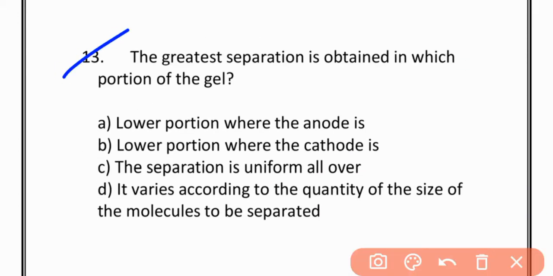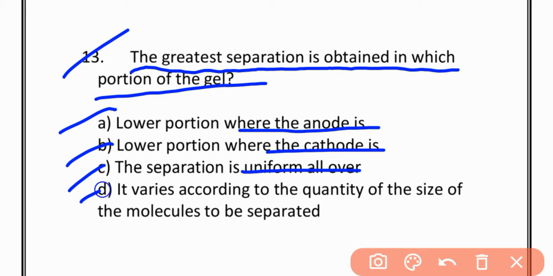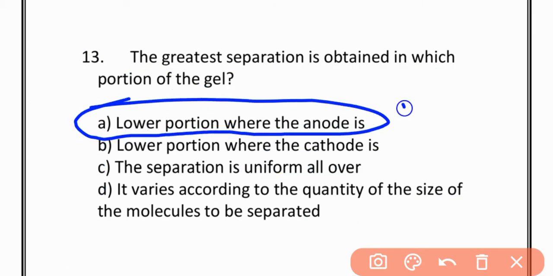MCQ 13. The greatest separation is obtained in which portion of gel? A. Lower portion, where the anode is. B. Lower portion, where the cathode is. C. The separation is uniform all over. D. It varies according to quantity or size of molecules to be separated. The correct option is option A. Lower portion where the anode is present.